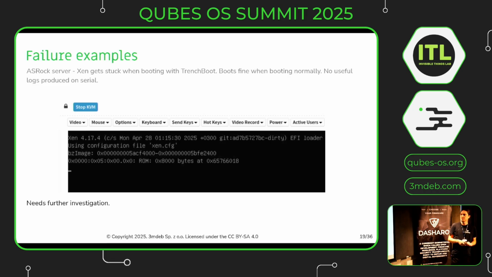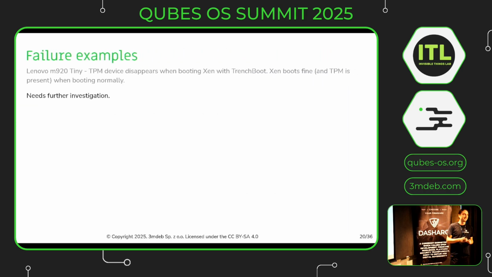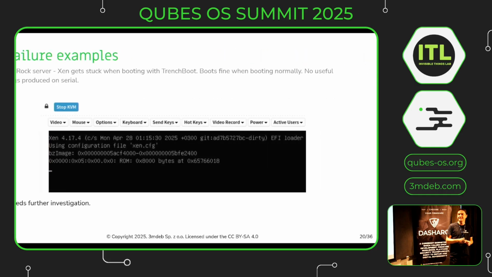Some failure examples. That was from this ASRock server we are working on right now. It's stock firmware from AMI, so no Dasharo. And when selecting Xen, you just end up with this screen forever. There are no serial logs, so maybe we need to investigate that further. But that's just one of those problems where supposedly all of the requirements are met, but it doesn't work. We think we fixed that bug in Xen staging. Okay, it's not TrenchBoot related. Great.